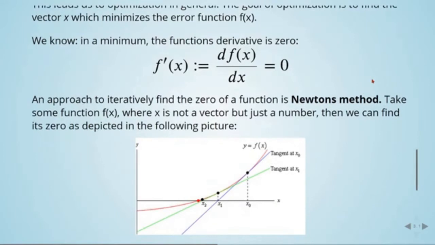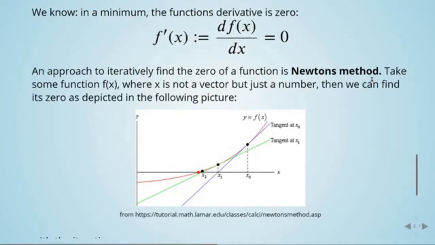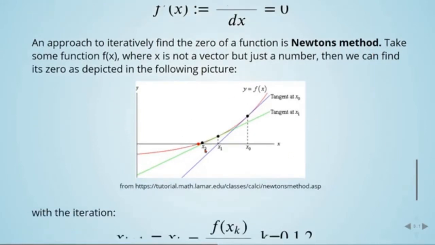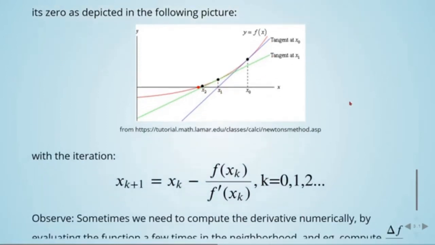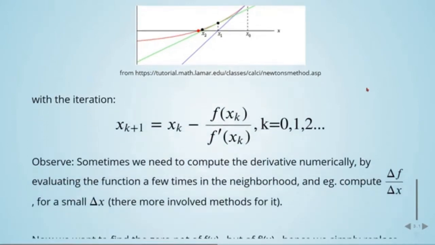Take, for example, some function f of x, where x is not a vector, but just a number, and then we can find its zero as described here in this picture. We start at some starting point, and then we calculate the tangent, then we get the next point, and then we calculate the tangent, and so on and so forth in this iteration. So x_{k+1} is equal to x_k minus f of x_k divided by the derivative of f at x_k, for k equals 0, 1, 2, and so on.